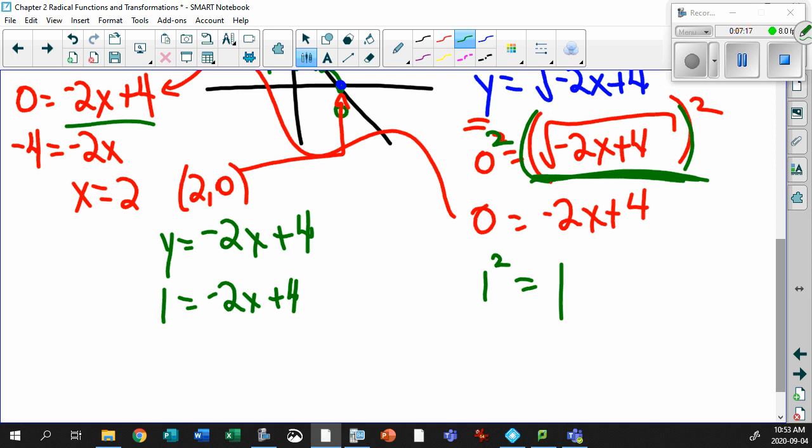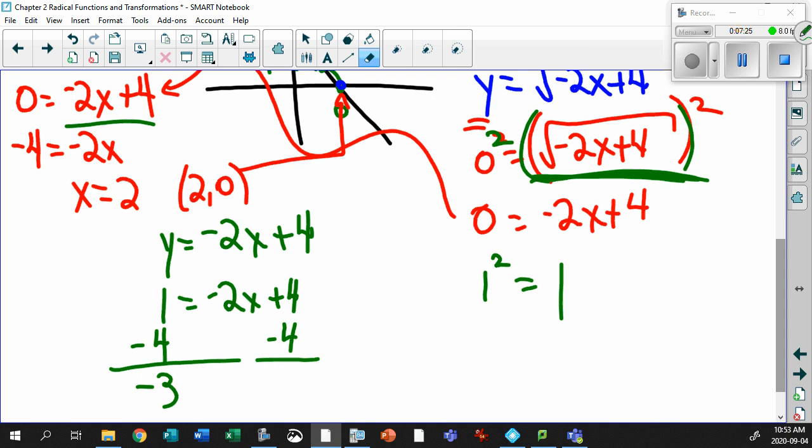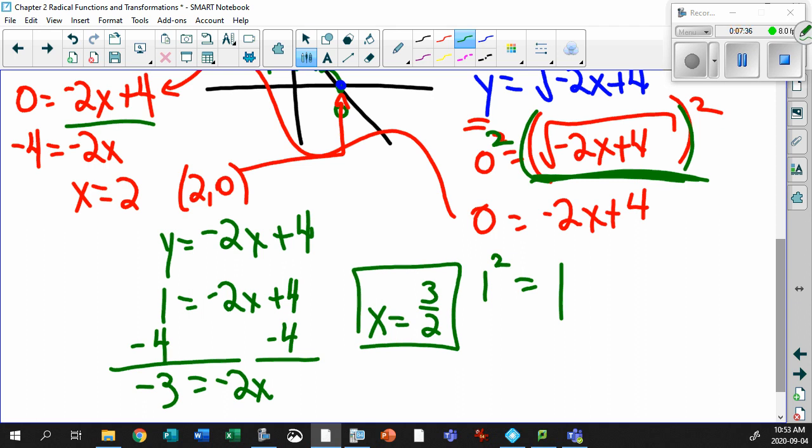Okay, bring the 4 over. So we're going to subtract 4 from both sides, making this a negative 3, equals, oops, shouldn't be a comma, should be equals negative 2x. Divide each side by negative 2. X works out to be 3 over 2, a positive value. So at 3 over 2, 1 is the other invariant point.